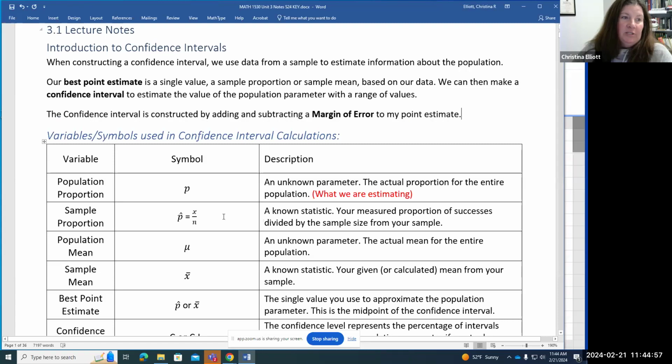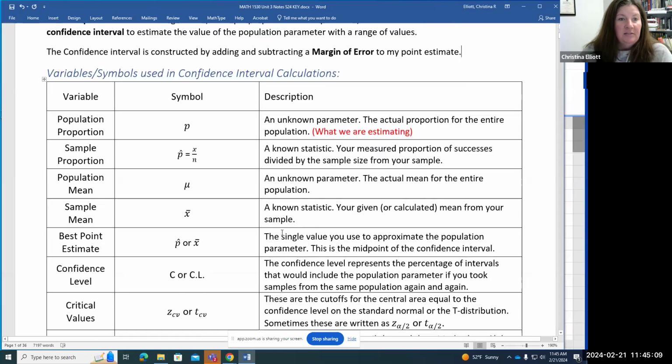You're going to want to refer to this table until you get used to all of the symbols and variables that you might need. The symbol p, a lowercase p, is the population proportion. That's what we're estimating. That's our unknown parameter, a population parameter.